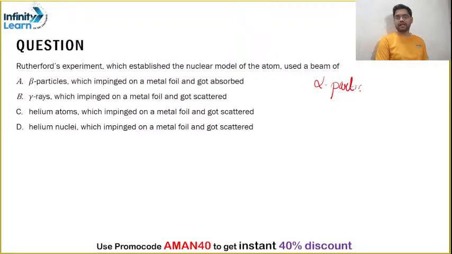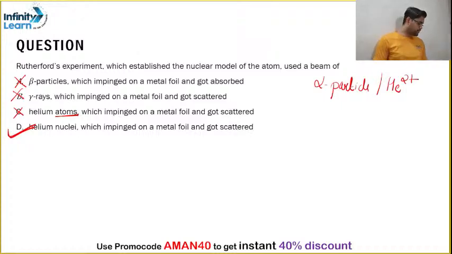It used the beam of what? Alpha particle or helium nuclei. So beta particle? No. Gamma rays? No. Helium atom? No, we don't have helium atom. It is a helium nuclei, and hence the last one is the right answer. Helium nuclei which impinged on metal foil and got scattered.